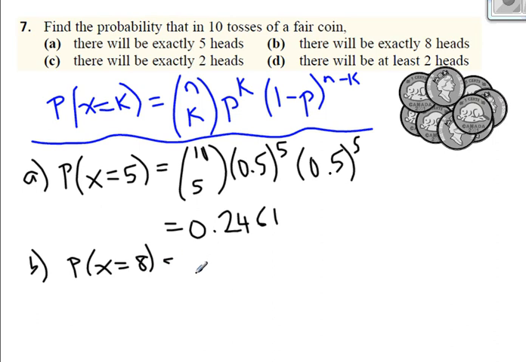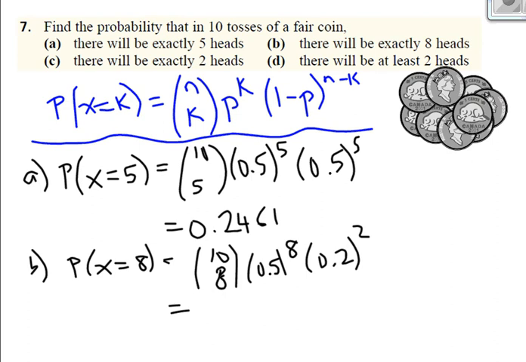And B, exactly 8 heads. So again, now k equals 8. So I want to see 8 heads and therefore 2 tails. So type that into your calculator, and I get 0.0439. Is that right? Yes. Okay, there will be exactly 2 heads.